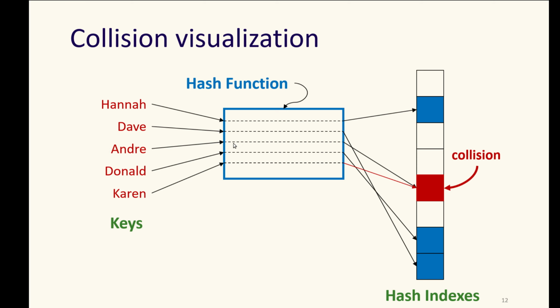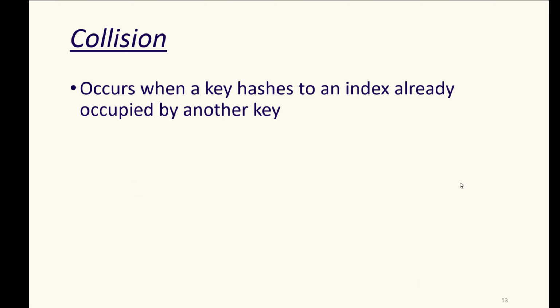And this will cause a problem for us because we need to know how to store that new value since its space is already occupied. And there are a few different approaches we can take to that. So a collision occurs when a key hashes to an index that's already occupied by another key.